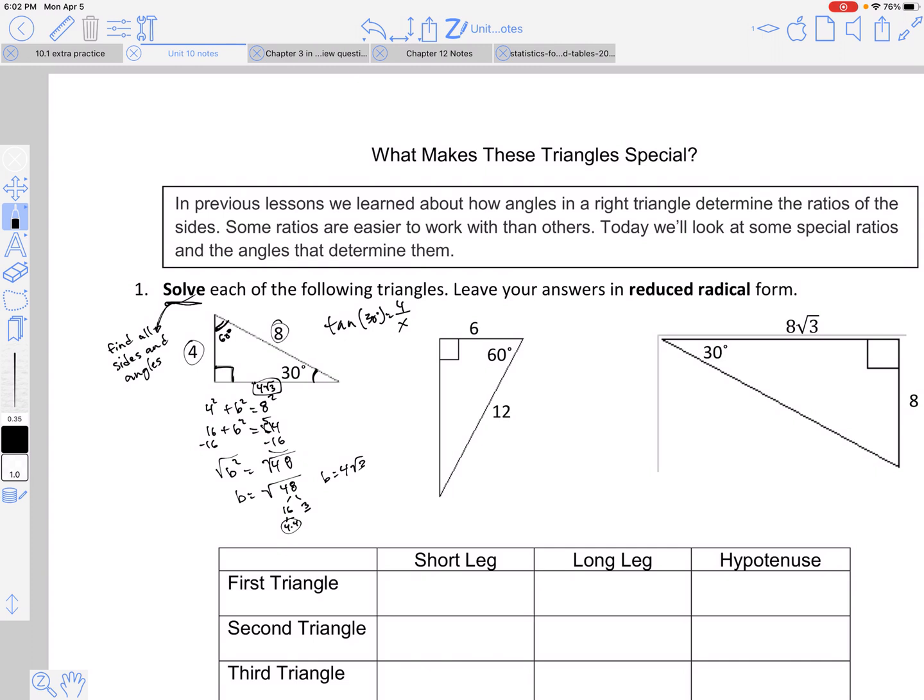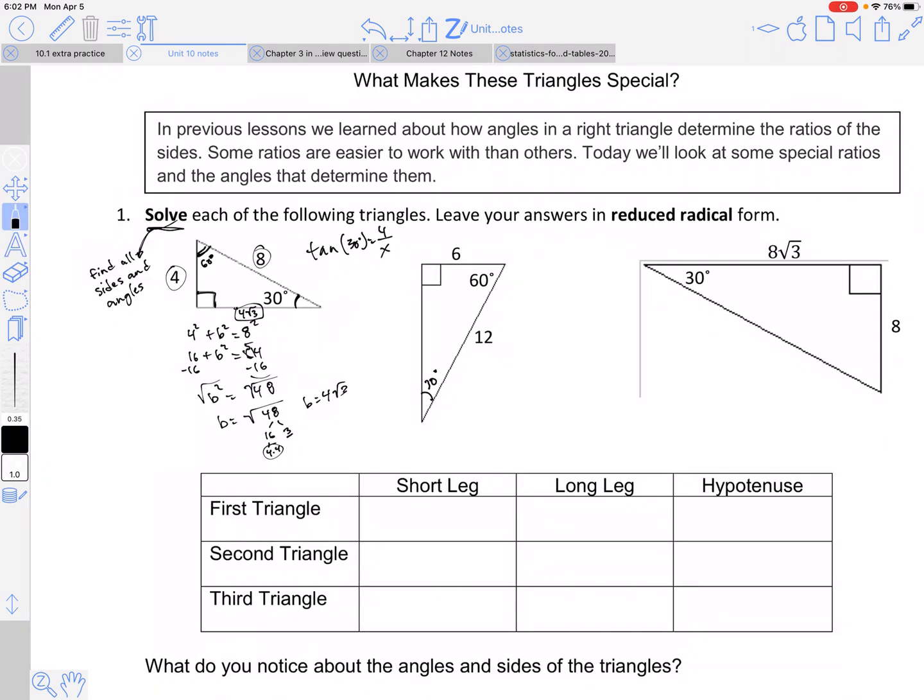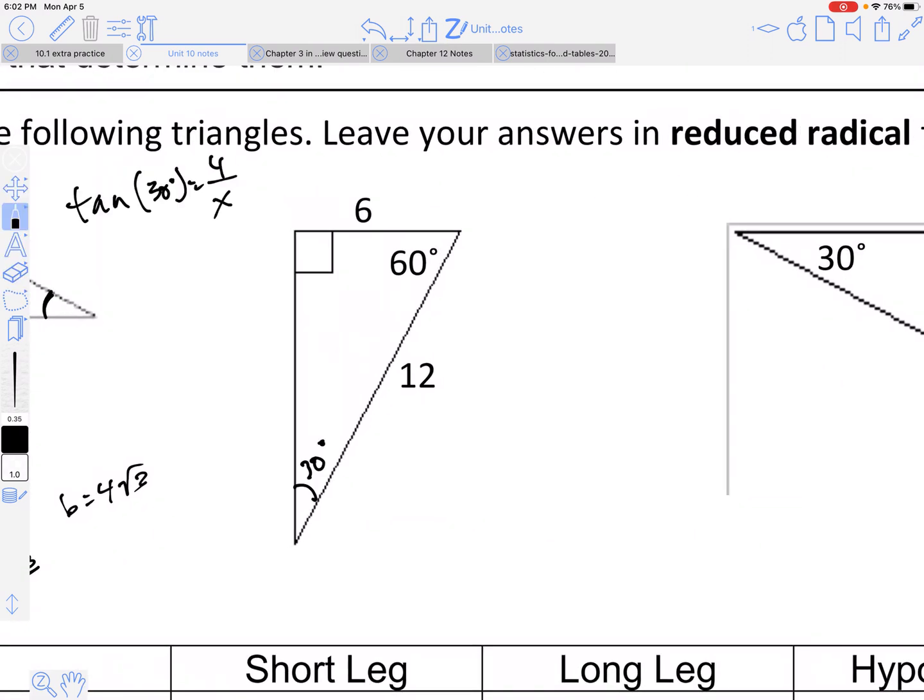Okay, now this one here, we have 30 degrees here, right? Filling that in. So if we look at this, we're going to use the Pythagorean theorem. A squared plus b squared equals c squared. So a squared plus 36 equals 144, minus 36 minus 36. 144 minus 36 leaves us with 108.